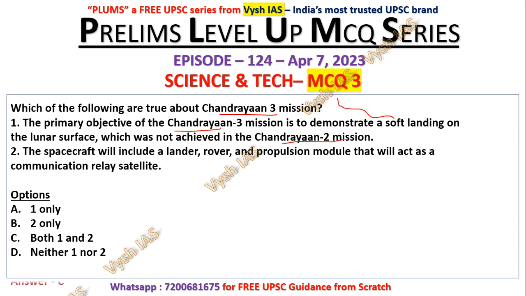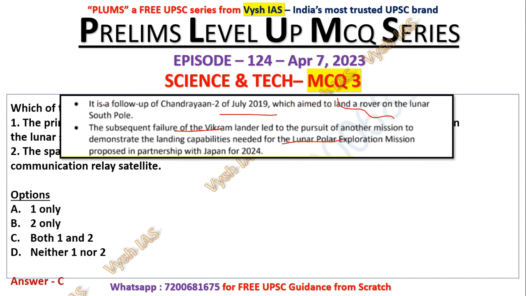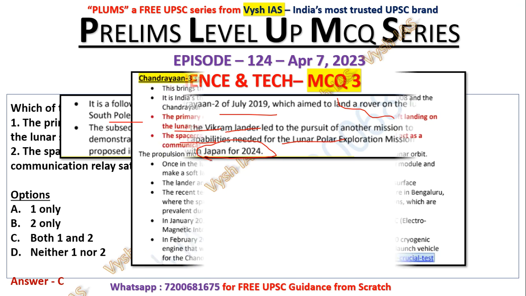So here the answer is C, both 1 and 2. It is a follow-up of Chandrayaan 2 of July 2019, which aimed to land a rover on the lunar south pole. The subsequent failure of the Vikram lander led to the pursuit of another mission to demonstrate the landing capabilities needed for the Lunar Polar Exploration Mission, proposed in partnership with Japan for 2024. So it is in partnership with Japan and proposed for 2024.